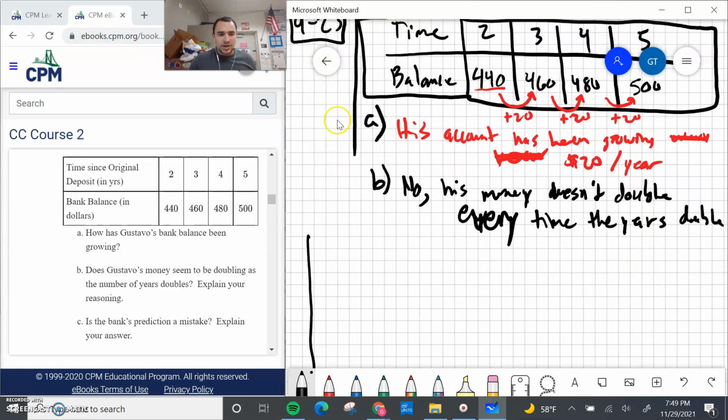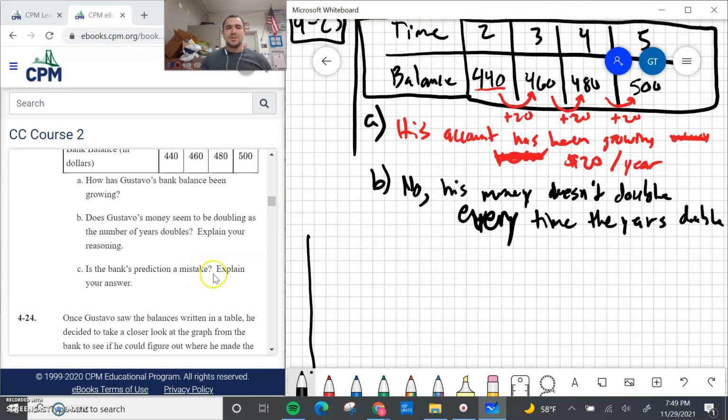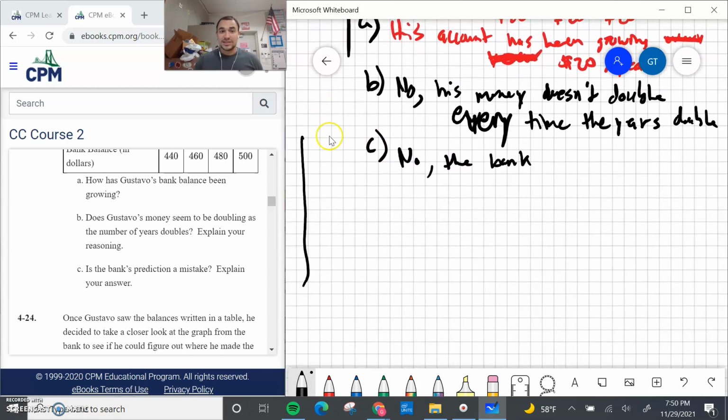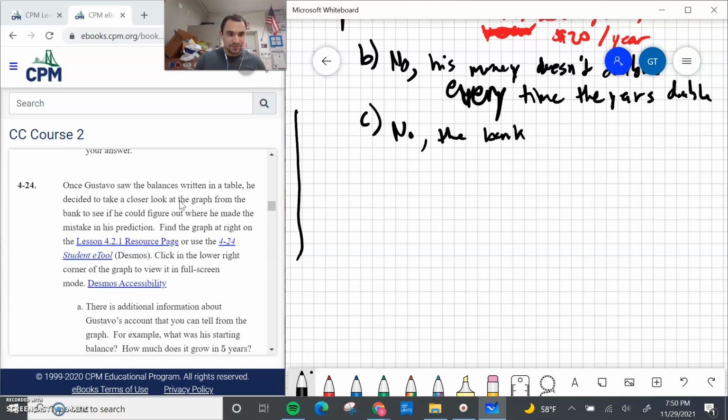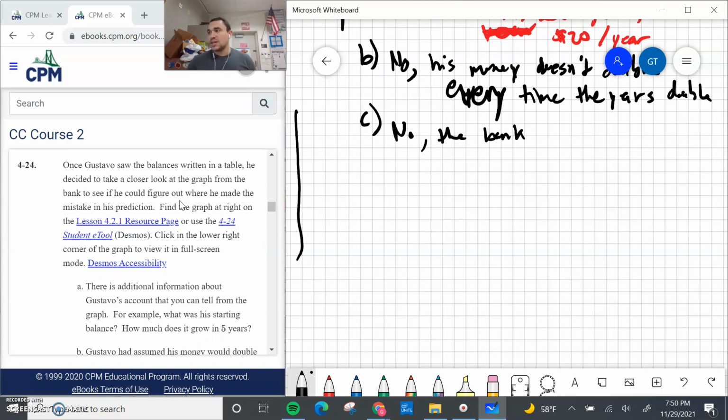All right, going on to C. Is the bank's prediction a mistake? Banks don't make mistakes. I mean, if they do, they're definitely in their favor and not for your favor. So, no, the bank did not make a mistake. The bank didn't make a mistake because they are giving you $20 every single year on your money. And by the way, that is not going to do very well for you. If you like money, don't put it in a bank. You got to put it in somewhere else. You will lose money the more you save it. You have to invest it, and don't invest in a bank. It's just a terrible investment. All right, I can talk about money all the time, but no.